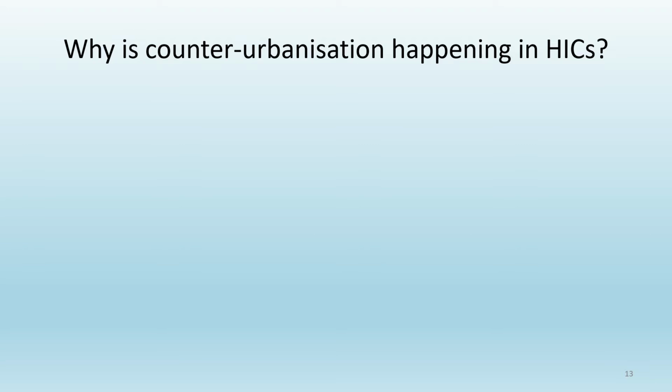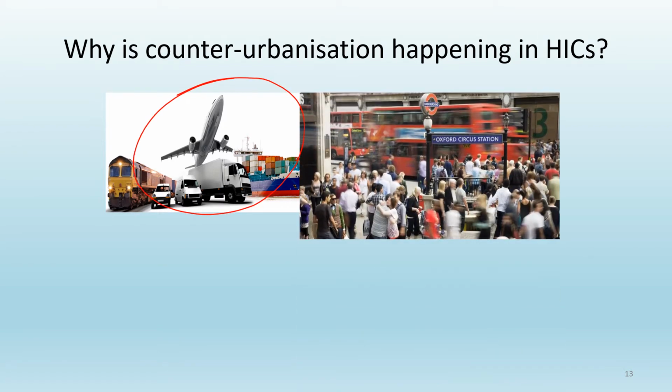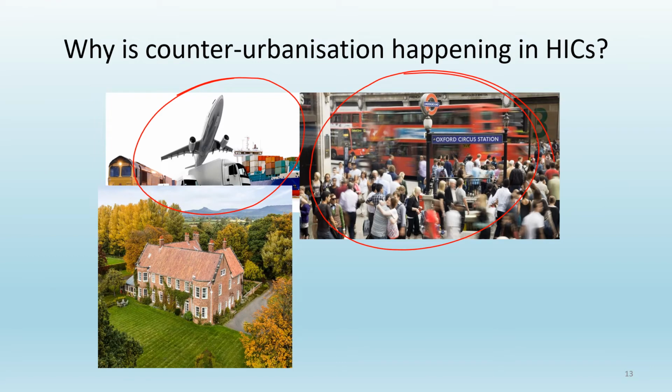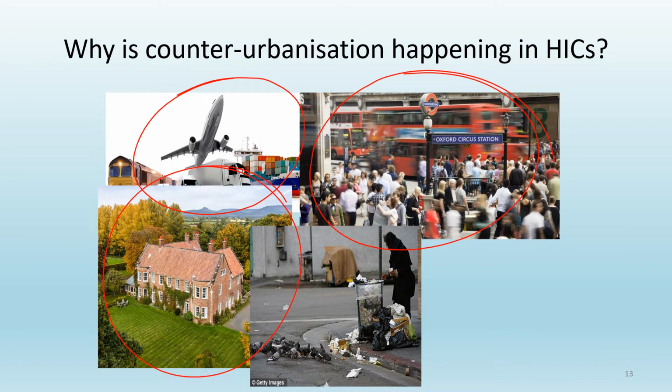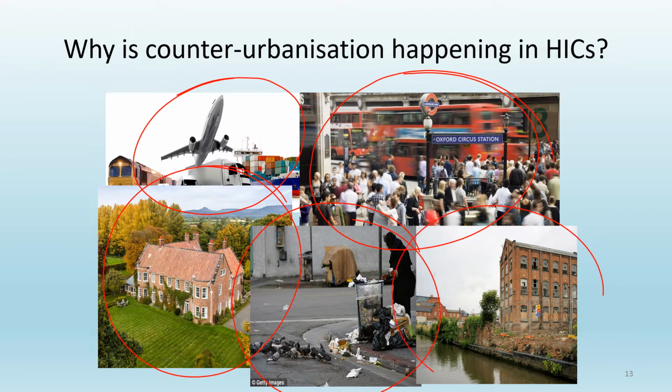Now, something called counter-urbanisation is happening in HICs. That means, due to better transport, because cities are overcrowded, because the houses can be bigger in rural areas, there's lots of litter in cities, and finally lots of cities becoming derelict and run down. People are actually doing the opposite, and people are moving away from the cities in HICs. This process is called counter-urbanisation.